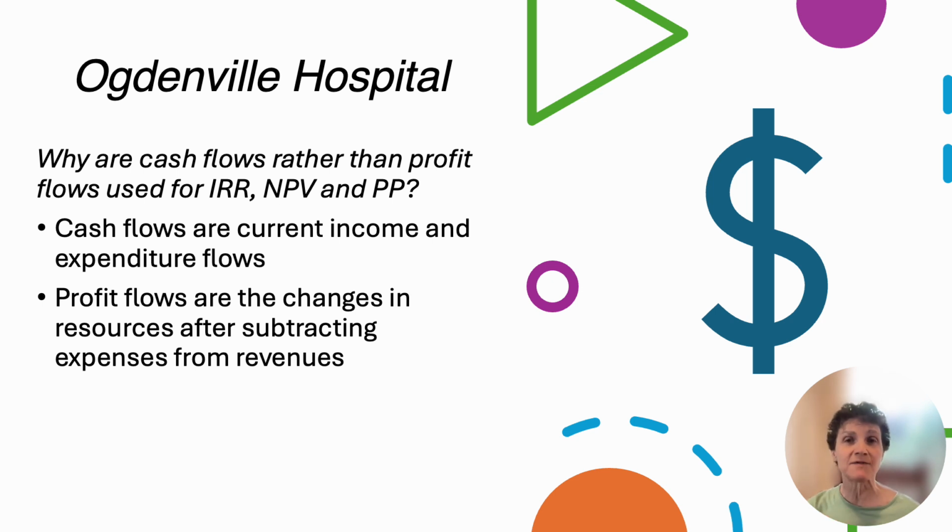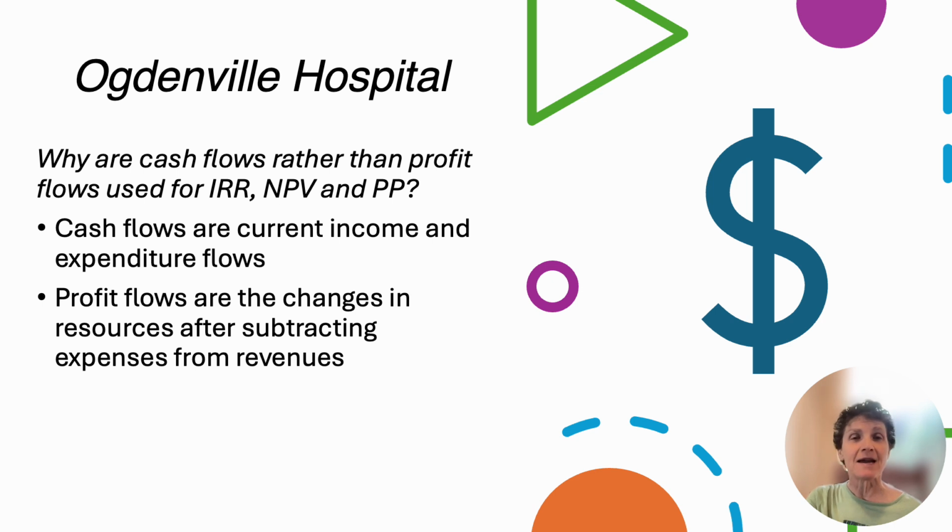Question 4 asks why cash flows rather than profit flows are used when calculating internal rate of return, net present value and payback period, IRR, NPV and PP. Cash flows are the movement of money in and out of an entity. Profit is the amount of money left after subtracting expenses from income. Cash flows are the relevant parameter for IRR, NPV and PP because they represent the expenditure of cash, liquid assets in investments.